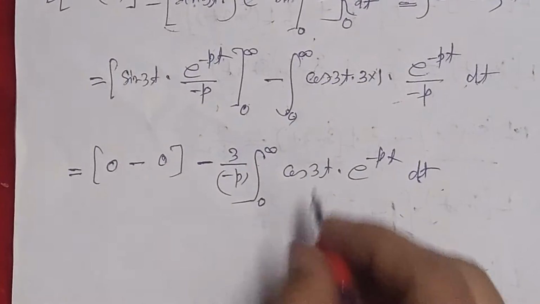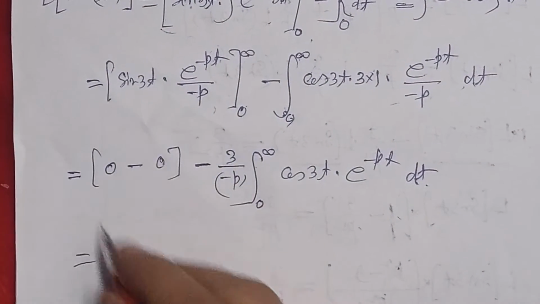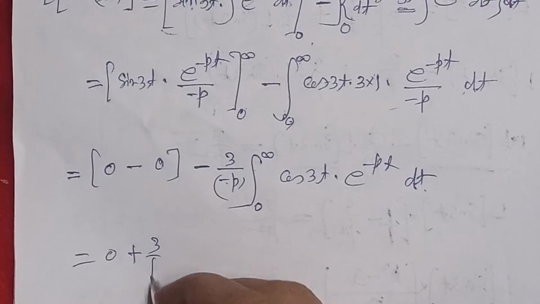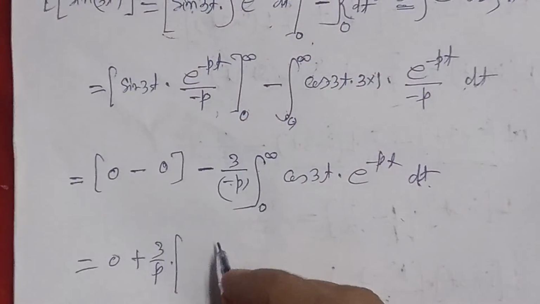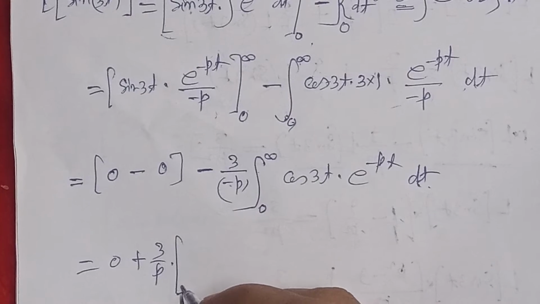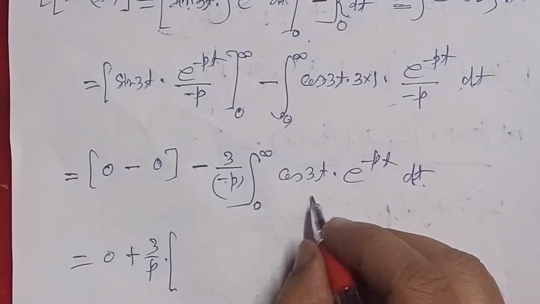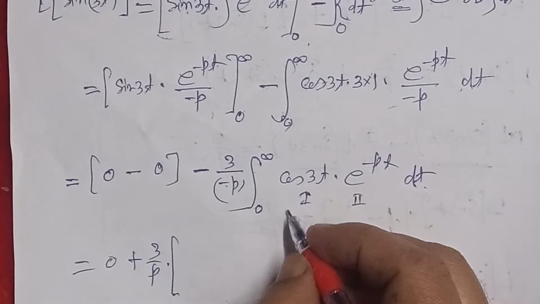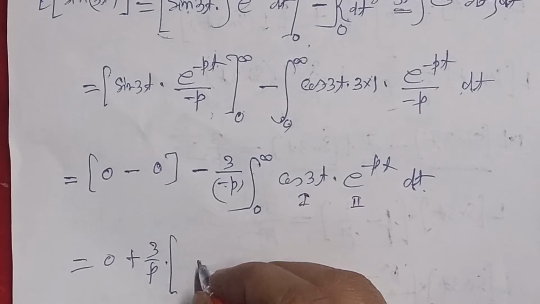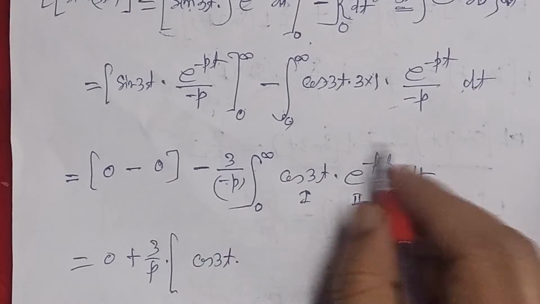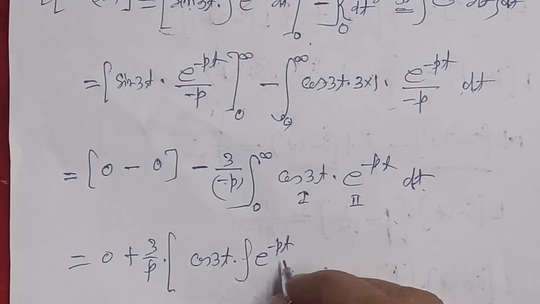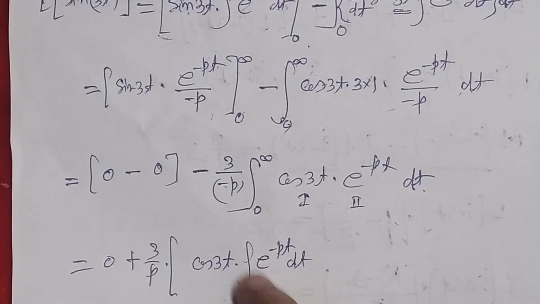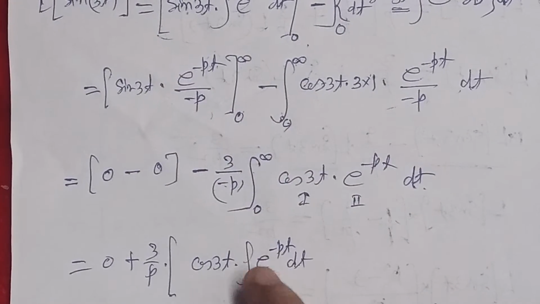So I use this formula again; this value is equal to 0. This becomes minus multiplied becomes plus 3 upon p, and I use the formula of integration of the product of two functions. I consider cos 3t as the first function and this as the second function, and apply the formula: write the first function as it is, cos 3t, and the integration of the second function, which is the integration of e to the power minus pt, you can directly write.